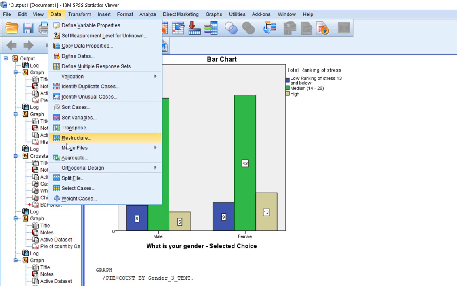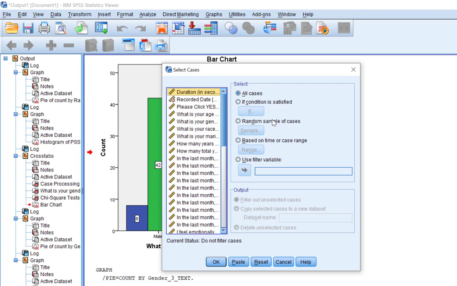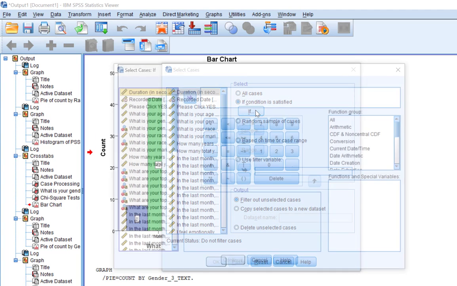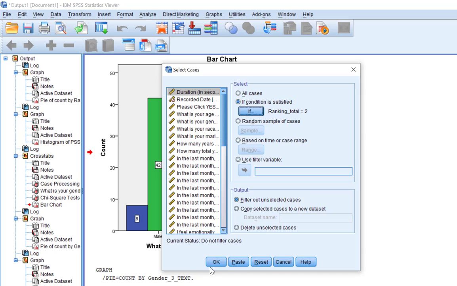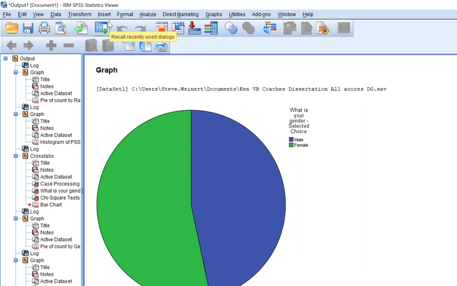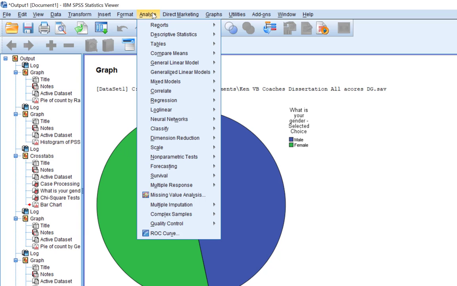Okay, so we go to data, select cases, and then if a condition is satisfied, your total ranking of stress equals 2. So we look at the high stress people. And then now you can do a chi-squared. Analyze. Chi-squared is just expected over observed frequency.